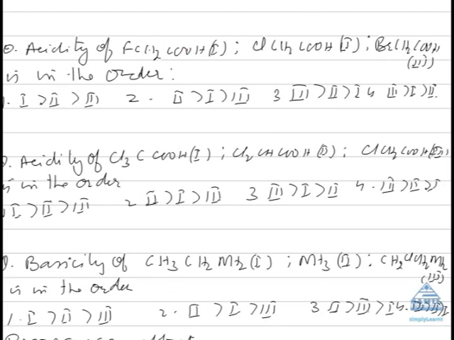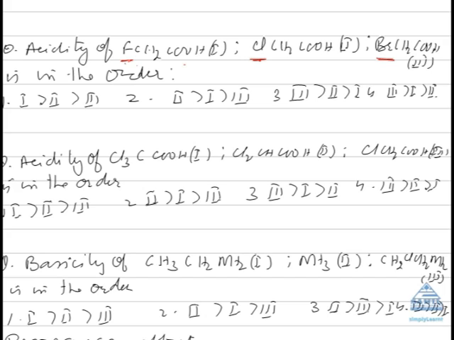Greater the electronegativity of the electron withdrawing group, greater will be its effect. So acidity of fluoroacetic acid, chloroacetic acid, bromoacetic acid is in the order. In order to answer this question, just compare the electronegativity of fluorine, chlorine and bromine, because these two compounds differ with respect to these atoms only.